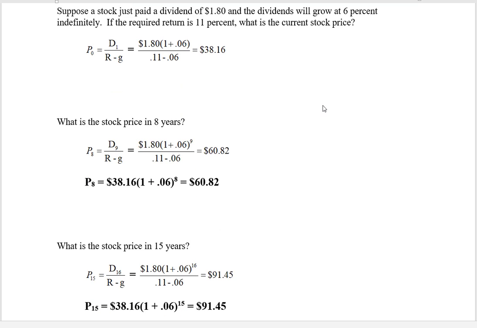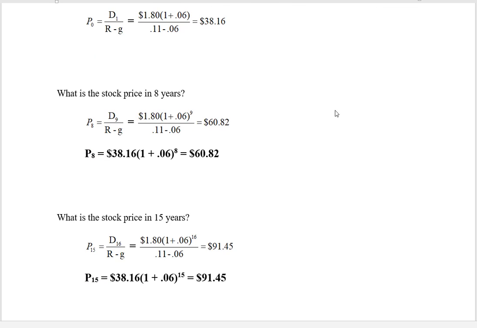I can use this model to look at the stock price anytime into the future. I want to know the price in 8 years. So P8, the pattern for this model is P0 is equal to D1 divided by R minus G. So if I'm doing P8, I want D9 divided by R minus G. If D0 is equal to 1.80, D9 is equal to 1.80 times 1.06 raised to the 9th power. I divide that by 0.11 minus 0.06, and I get $60.82.